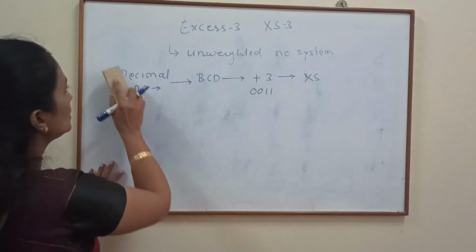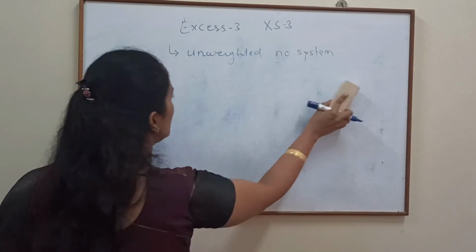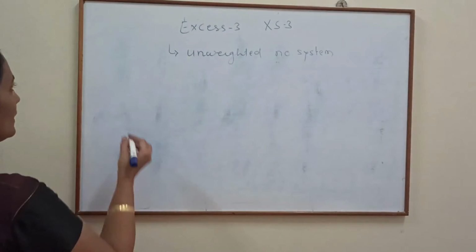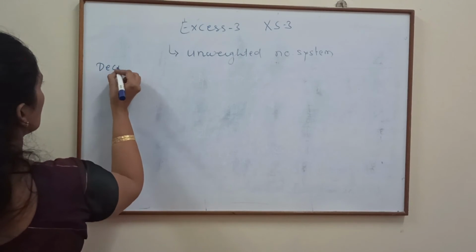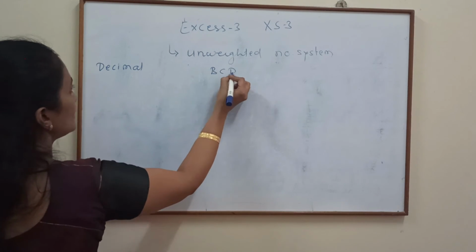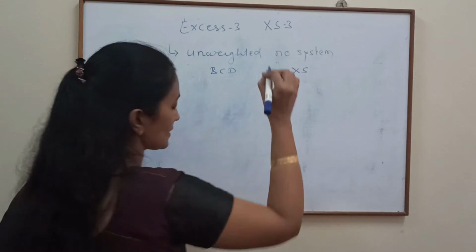Now we will form the table. How to convert decimal or BCD to excess-3. I will write here decimal, BCD and excess-3.